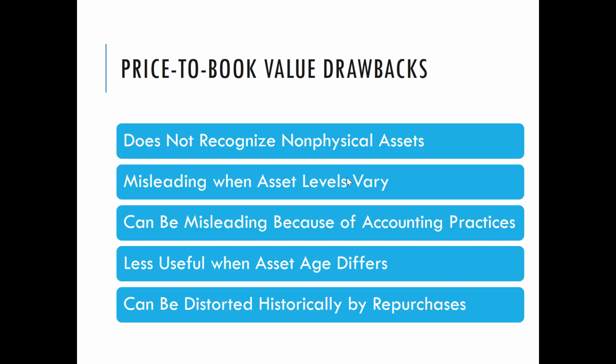So all the things that you learned about residual income, plus a few others, in the sense that one, non-physical assets, which is a huge thing. If it doesn't include your intangible assets like brand value, you're gonna get weird numbers. It's gonna be misleading when you have different asset levels between firms. So just because you're in the same industry does not mean you have the same strategies.